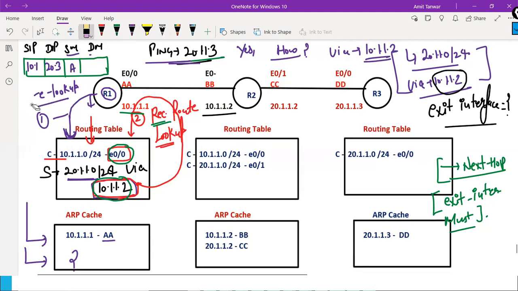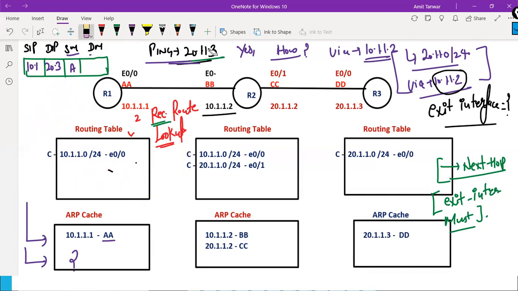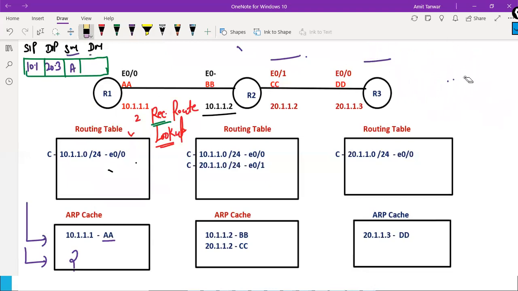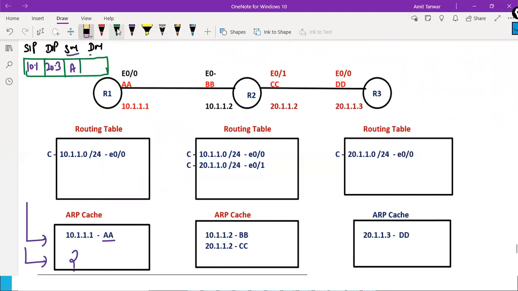Okay, so let me just remove this one. I'll make the static routing entry again. Now what happened here? This is the static entry for 20.1.1.0/24, and it goes via 10.1.1.2. So now what is missing is the destination MAC.